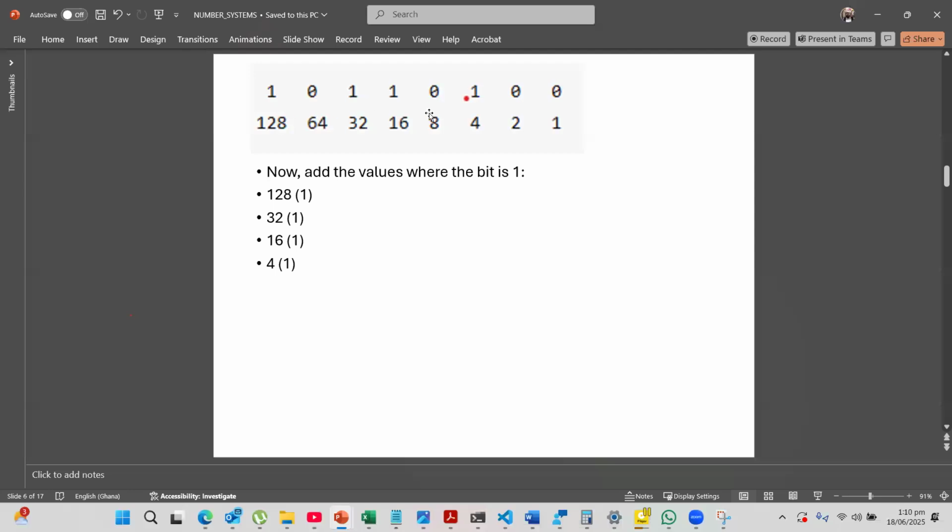So the positioning works the same way as in base 10, where the first one is in ones, the second in tens, the third in hundreds, the fourth in thousands, and so on. That is the same in binary. The first one is in ones, the second one is in twos, the third one will be in fours, the fourth one will be in eights, and so on.